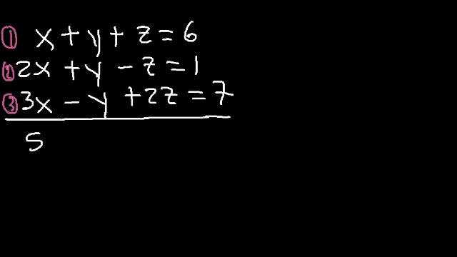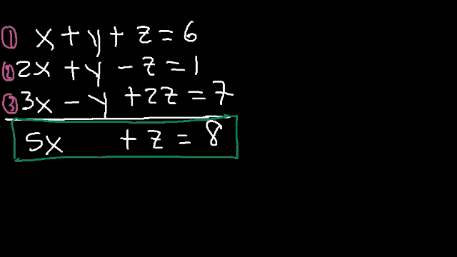3x plus 2x is 5x. Negative z plus 2z, that's simply z. And 1 plus 7 gives me 8. So I'm going to save this equation: 5x plus z is equal to 8. So keep in mind, I've used equation 2 and 3.